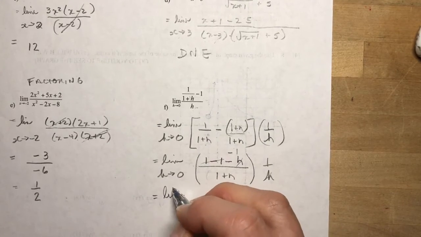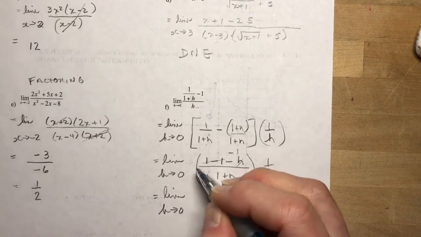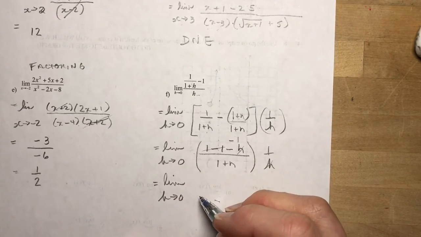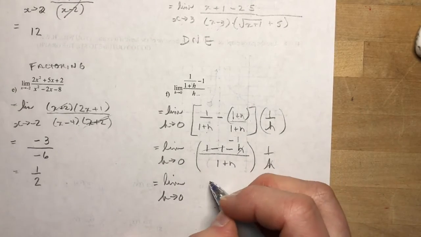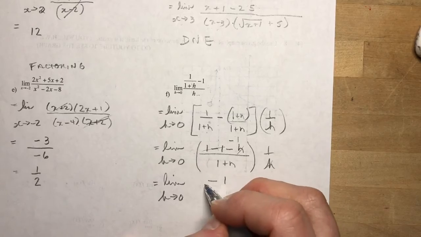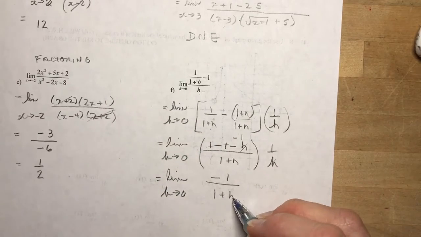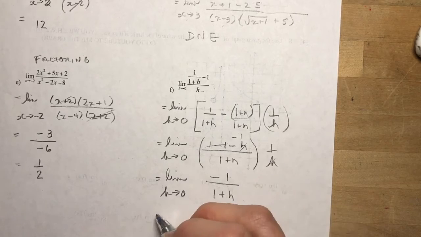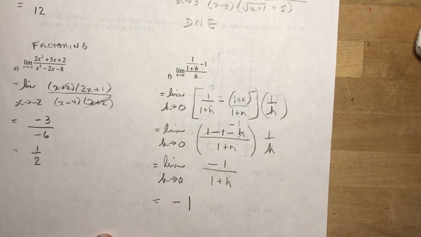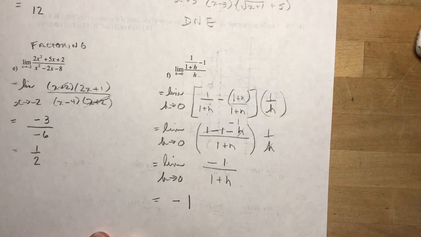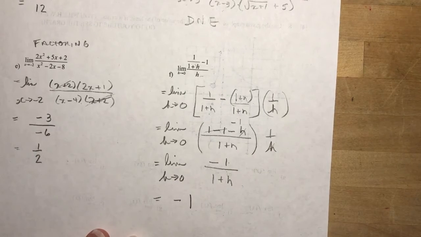So I get the limit as h approaches 0. Remember to write this out until you plug in 0. Then you don't need to. So I have minus 1 over 1 plus h. I plug in 0 here, and I get minus 1 over 1 is minus 1. Ta-da! How's your limits going?